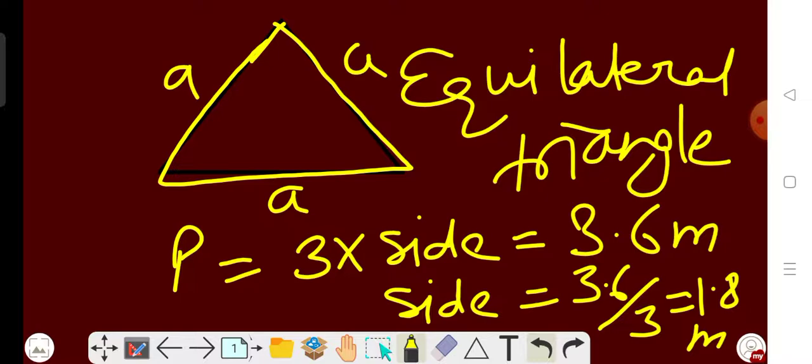The 8th question is the same as these questions, but try to solve the 8th question by yourself. And if you have any problem in doing these questions, we will take your doubts in the live classes.